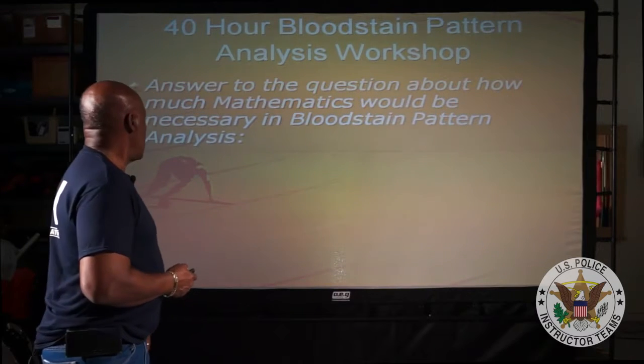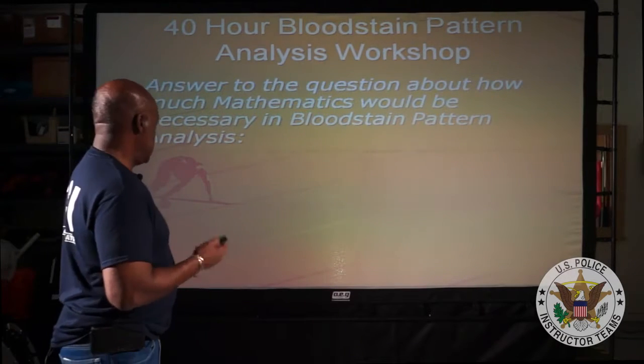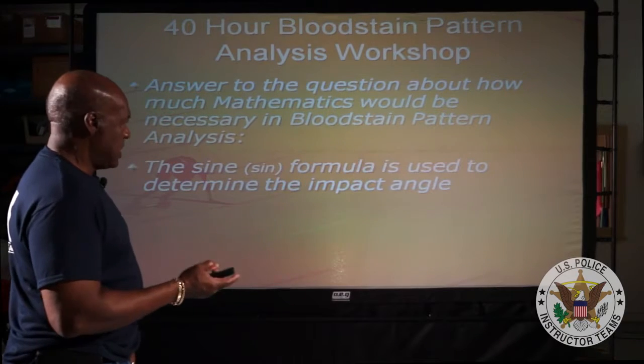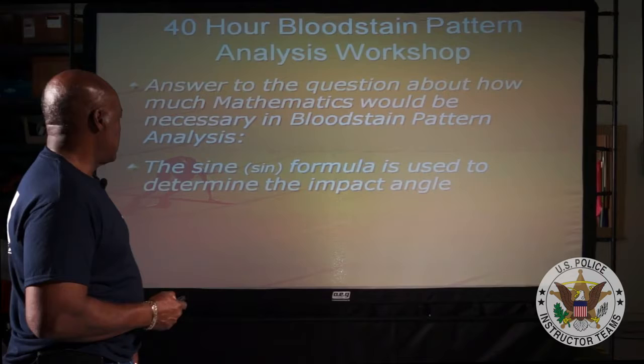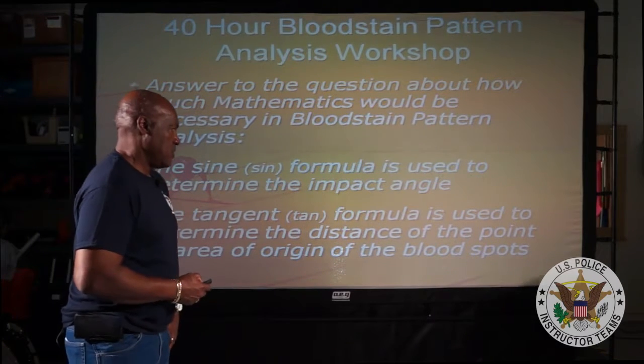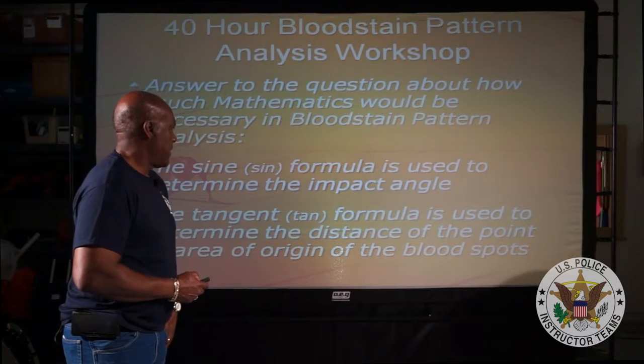Answer to the question about how much math would be necessary in blood stain. We need a sine formula to use to determine the impact angle. And we use the tangent to determine the point or area of origin of a blood spot.